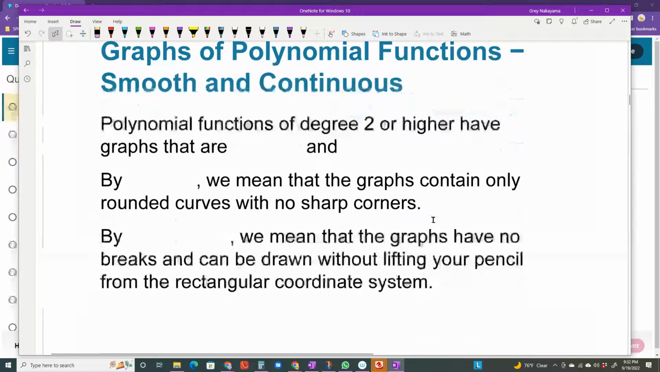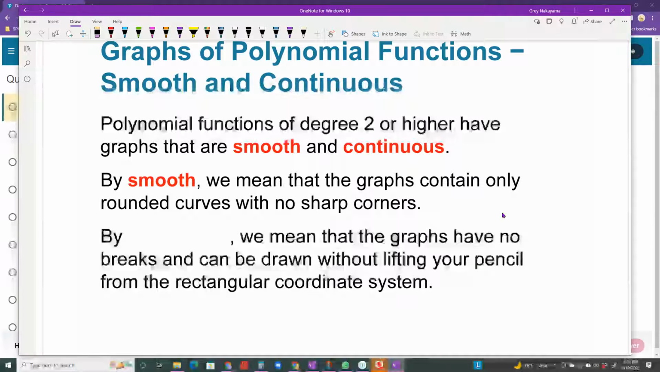Okay? Every polynomial, when you graph it, of degree 2 or higher is always smooth and continuous. And when we say smooth, it's exactly what it means. There are no sharp corners. So that's an example of a polynomial. This would not be a polynomial because we've got some sharp corners in there.